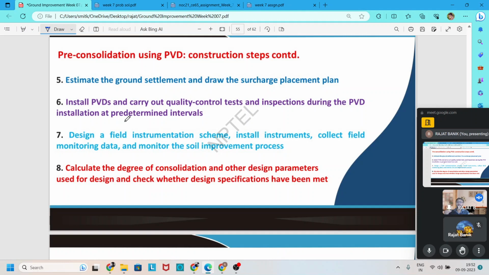We need to find out at regular intervals and then calculate the degree of consolidation and other design parameters used for the design and check whether the design specification has been met or not. We already discussed them. That means at last we check whether the consolidation matches our targeted consolidation work. After a certain period of time at regular intervals, we need to check for every drain, every vertical drain.